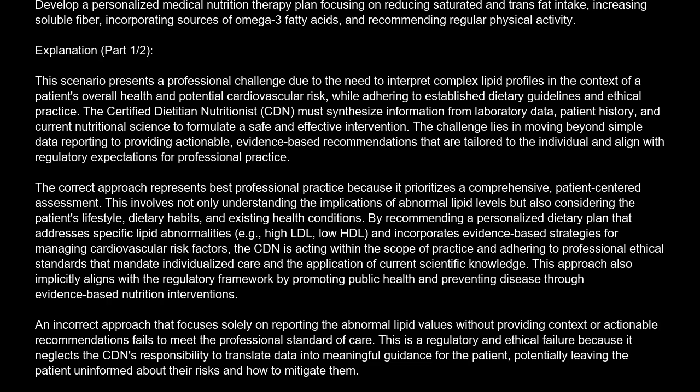An incorrect approach that focuses solely on reporting the abnormal lipid values without providing context or actionable recommendations fails to meet the professional standard of care. This is a regulatory and ethical failure because it neglects the CDN's responsibility to translate data into meaningful guidance for the patient, potentially leaving the patient uninformed about their risks and how to mitigate them.